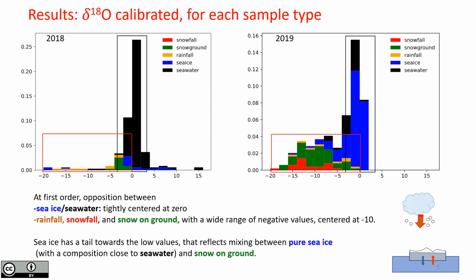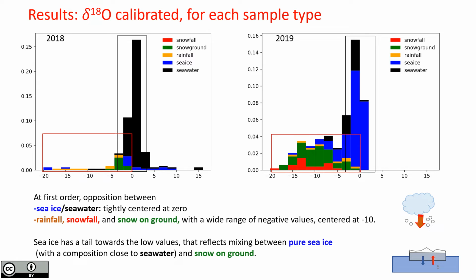Here I present the results of delta 18O calibrated for each sample type. In red is snowfall, in green is the snow that was taken at the surface of the sea ice, in yellow is the rainfall, in blue is the sea ice sample, and in black is seawater. As you can see, we collected a lot of seawater samples during the first campaign and a lot of sea ice samples during the second campaign.